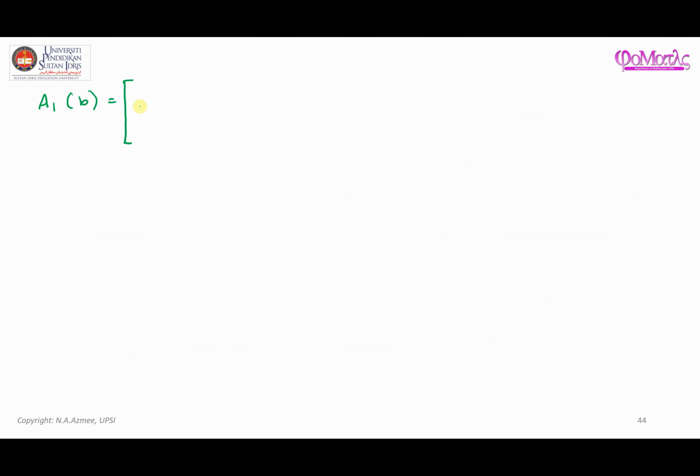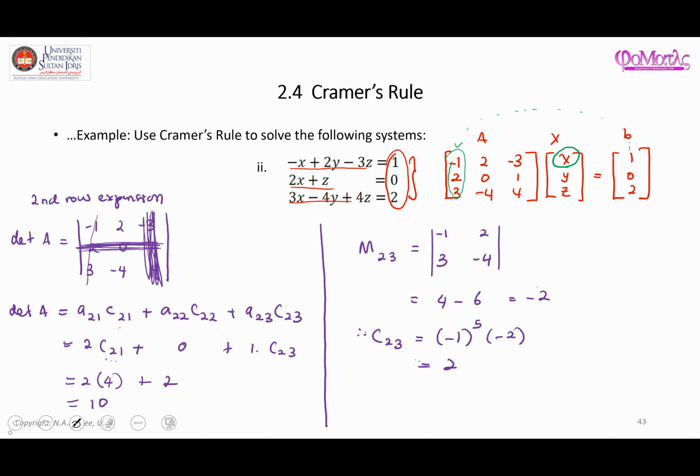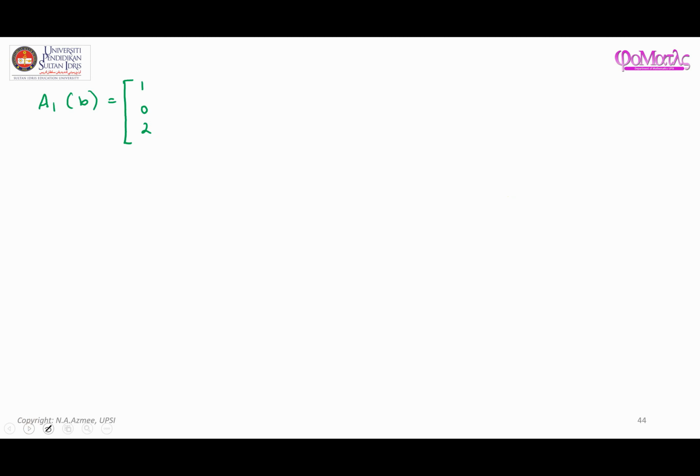In the first column will be the values of B, which is 1, 0, 2. And then we just take all the remaining values of A. So 2, 0, -4, and -3, 1, and 4.